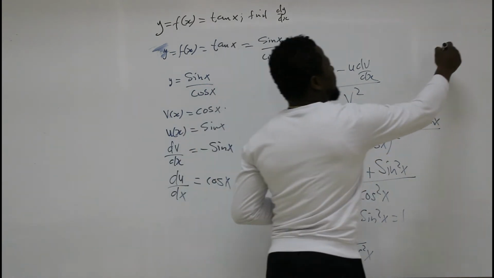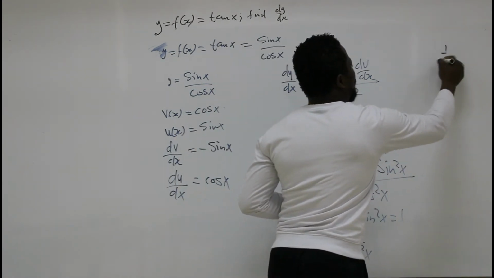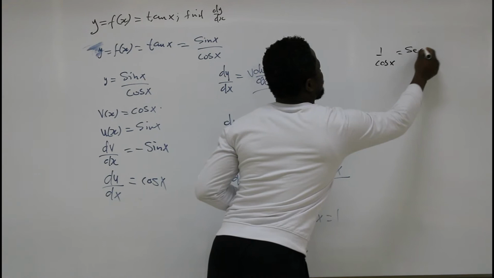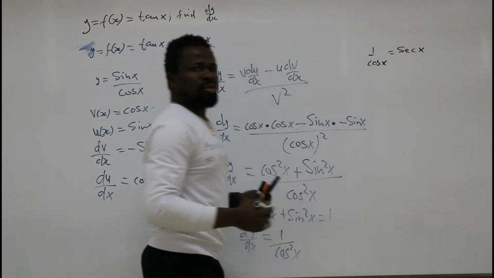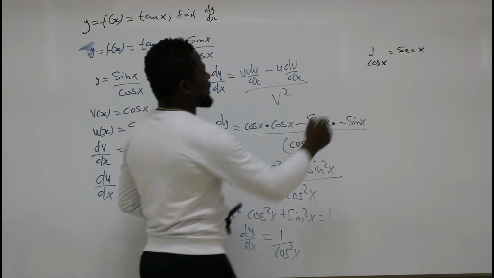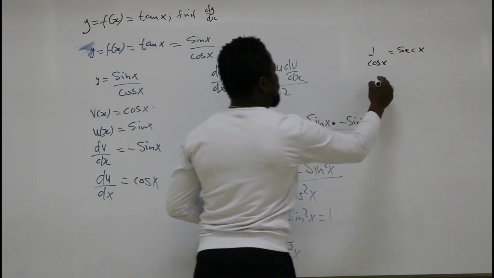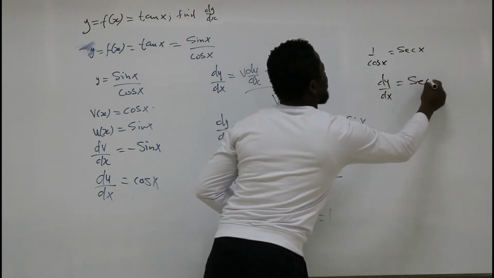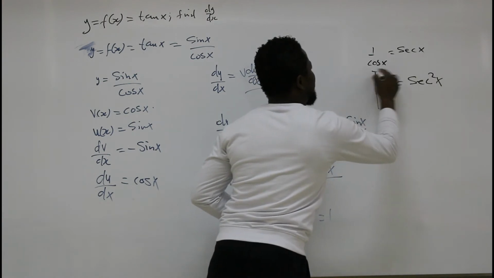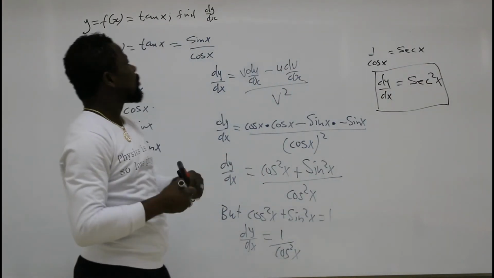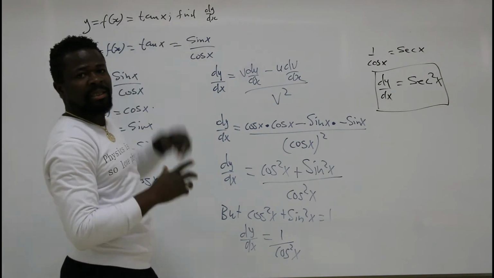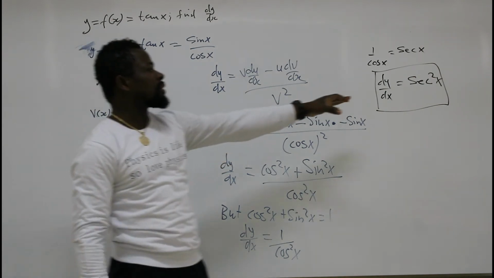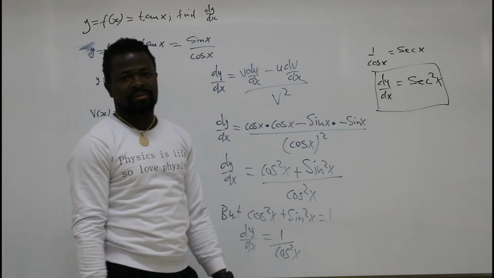We can also remember that 1 over cos x simply gives us sec x. So 1 over cos squared x is simply going to give me the square of that. So I'm going to have dy/dx become sec squared x. And that becomes the derivative of tan x. That means that whenever we are given tan x and we have to find the derivative of tan x, it should give us sec squared x.